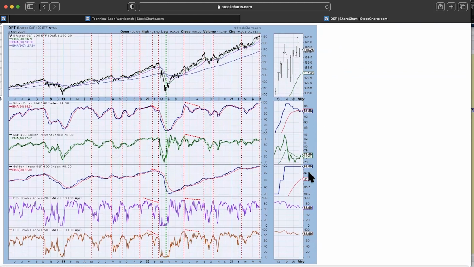BPI is the only thing that looks halfway decent here, at 98% of the 100 stocks. So that means only two in the S&P 100 don't have their 50 above their 200-day EMA. It's pretty overbought. Right. So we are still waiting on these numbers to come in as far as the stocks above their 20 and their 50.